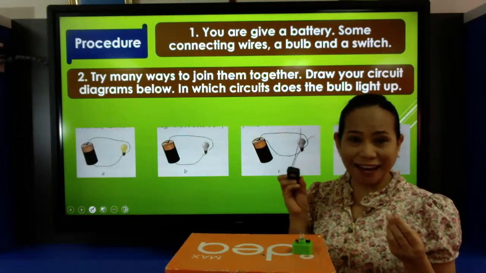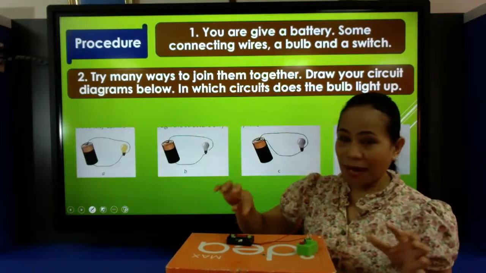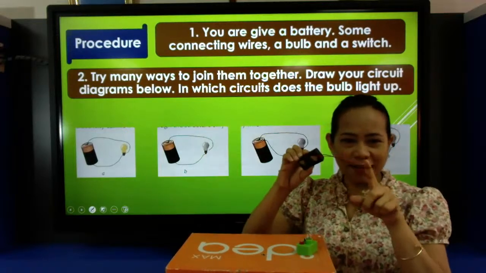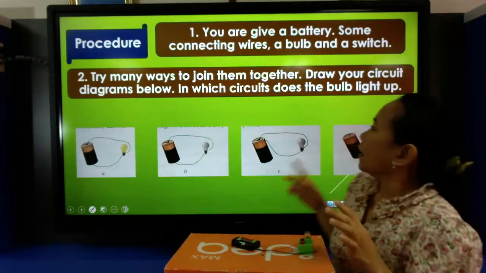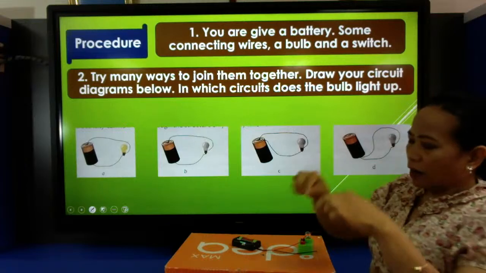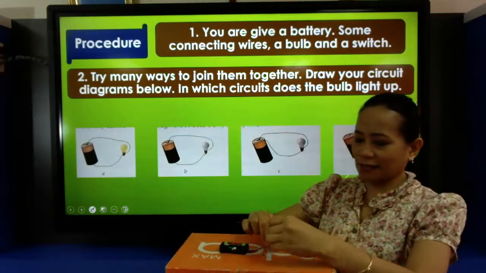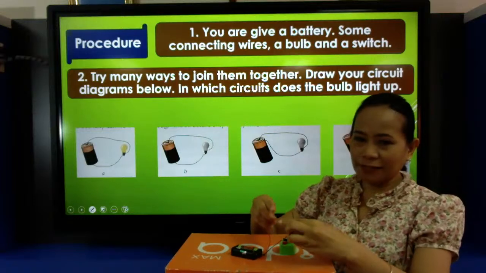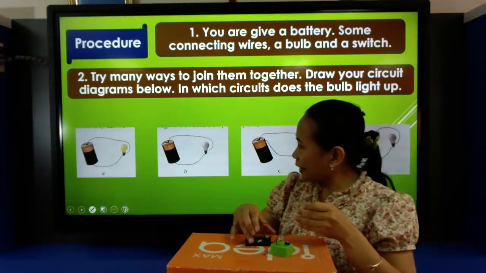So we call it direct. First, battery, and then the wires, the load or the bulb. Try in many ways to join them together. Okay, so let's do letter A. So this is letter A, class. For letter A, can you see?